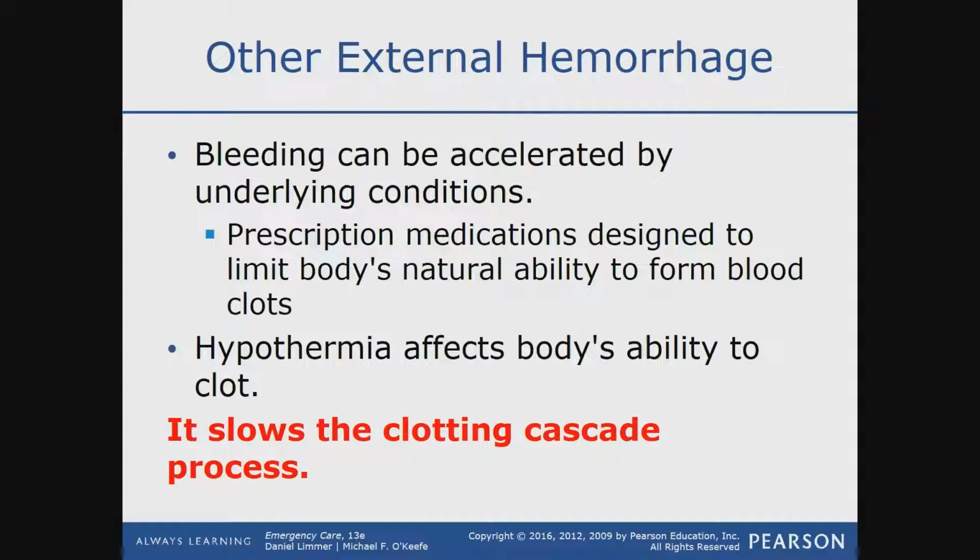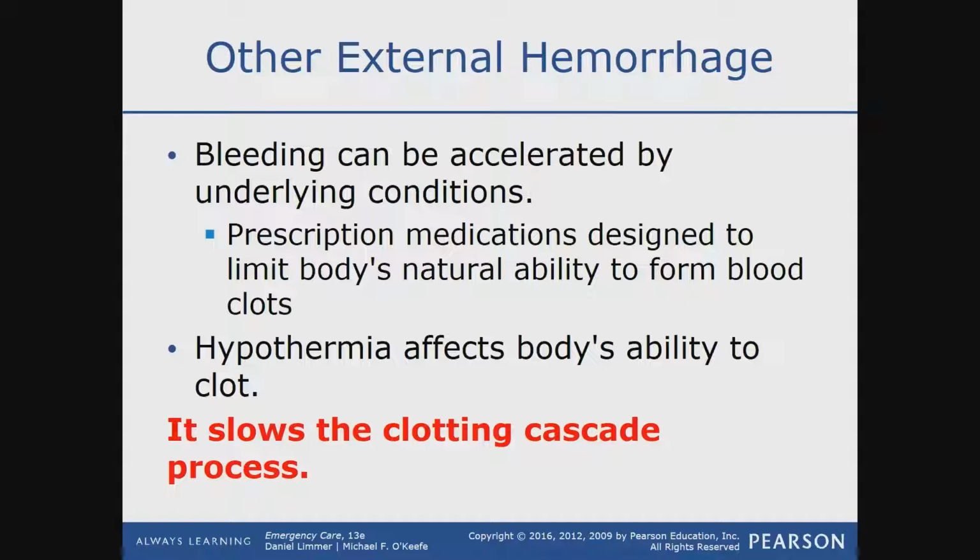Other external hemorrhage, bleeding can be accelerated by underlying conditions. Like blood thinners, prescription medications. Blood thinners is one of them. Hypothermia affects the body's ability to clot. So the clotting cascade that I mentioned in the last lecture, that phrase means all the steps that are needed to create a clot. The clotting cascade are the steps needed to create an actual clot.